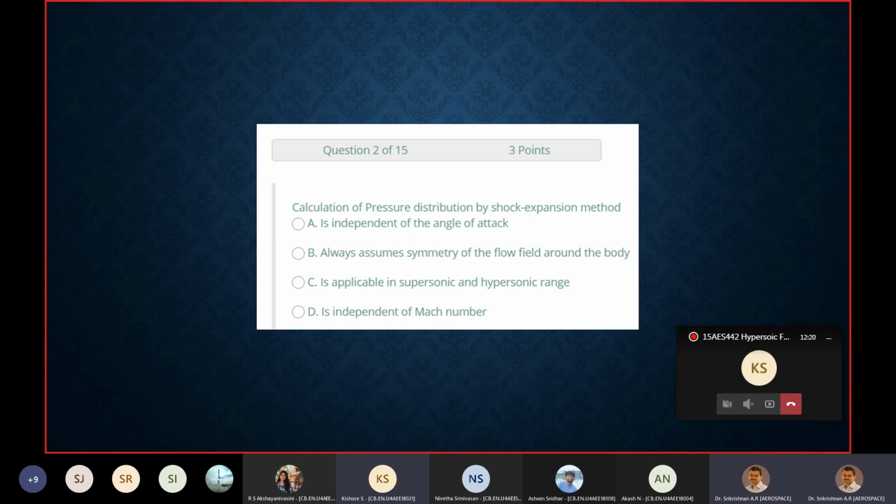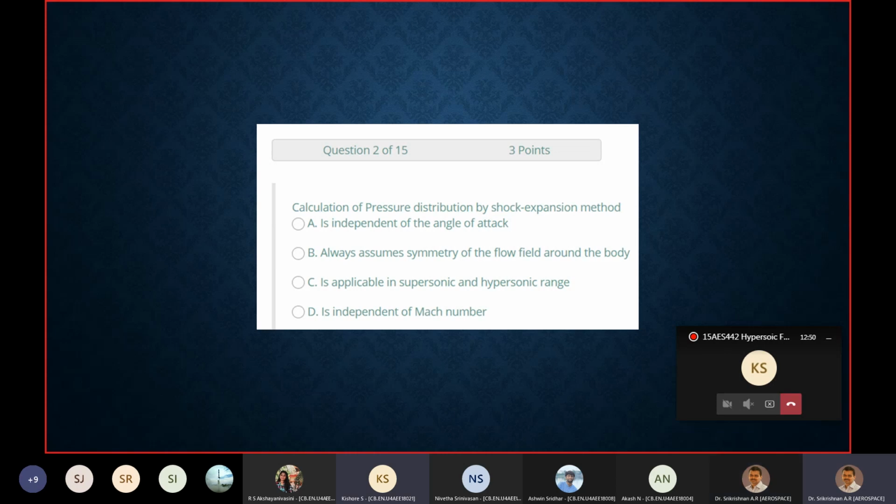Now, it doesn't stop its applicability. Actually, it impacts its accuracy. So it's not a theoretical restriction, because shock expansion is used in the supersonic range also. But then, yeah, the accuracy, because particularly in shapes where you have a reflected shock, it can impact the accuracy. That's all. But the theoretical applicability is there for the supersonic and hypersonic range as well.